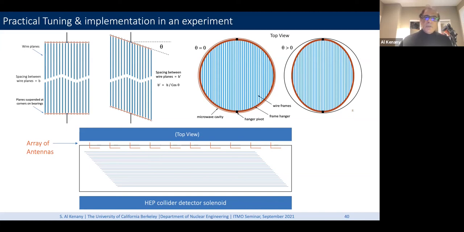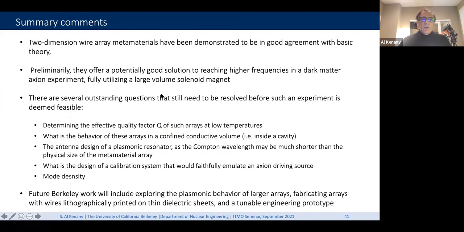Here is a suggestion of the spacing between planes that could change by attaching it to a pivoting frame mechanism with an array of antennas. So the summary: what I'm talking about is a two-dimensional wire medium in multiple layers, which is actually three-dimensional. It is demonstrated that it confirmed the theory, it confirmed the Bloch equation in the lab, and its preliminary results offer a potential solution to reach higher frequencies for axionic dark matter experiments.